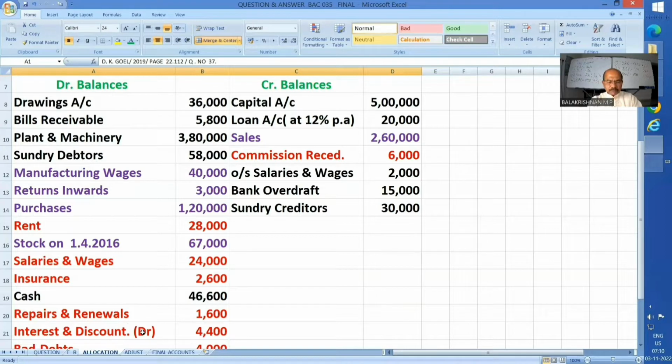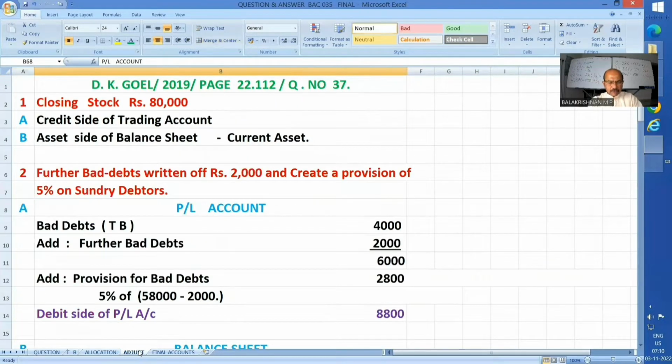Now let me explain to you the adjustment entries. First one, closing stock. Several times I explained, showing it on the credit side of trading account and as an asset in the balance sheet. It's a current asset. Number 2, further bad debts written off rupees 2,000 and create a provision of 5% on sundry debtors.